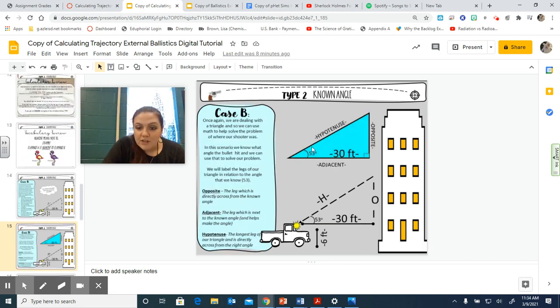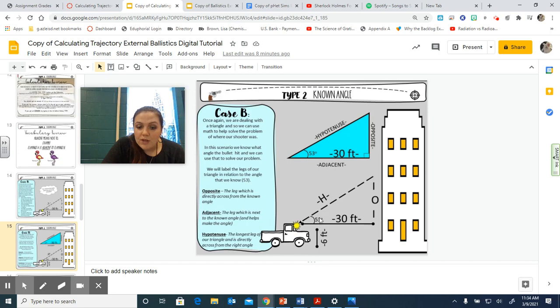So all we do, same kind of thing, we have a different calculation. Once again, we are dealing with a triangle. So we can use the math to help solve the problem of where a shooter was. In this scenario, we know the angle the bullet hit, and we know how far away from the building. We will label the legs of our triangle in relation to the angle that we know.